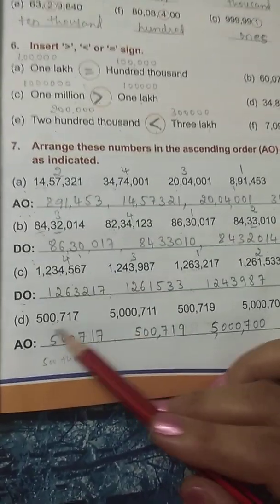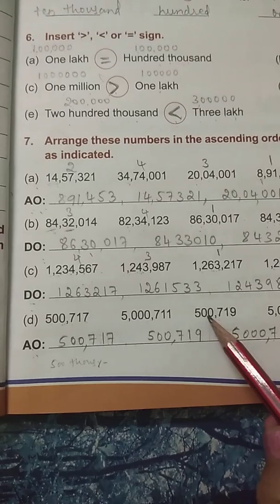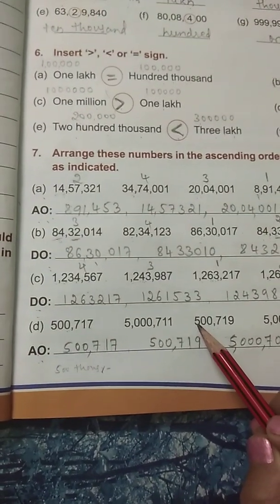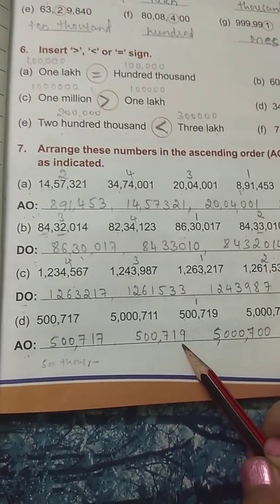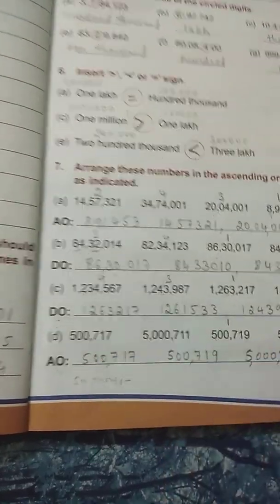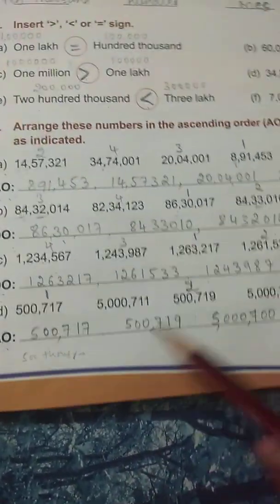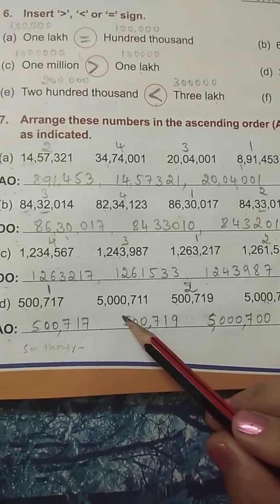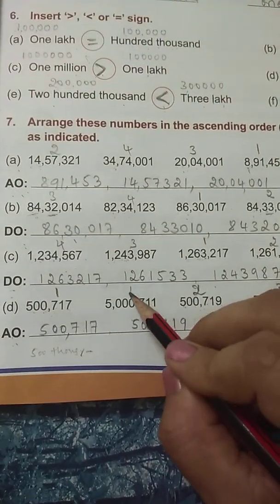Here also you have to do the same thing, ascending order. Ascending means write the smaller first. So which is the smaller number here? It's also in the international system. 1 stands for 100,000, 10,000, 100,000. So 500,000 first, then the same 500,000, 500,000 is there. 717 is there, 719 is there. So 717 is first, 719 is second. Then 5000, here also 5000 is there, so 700 is there, so this will come third, and 711 will come in the fourth position.